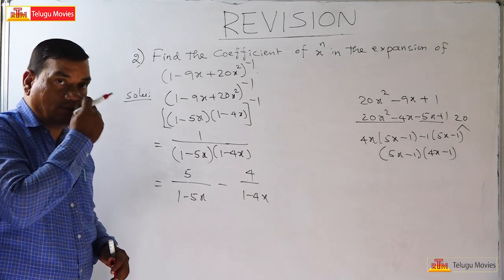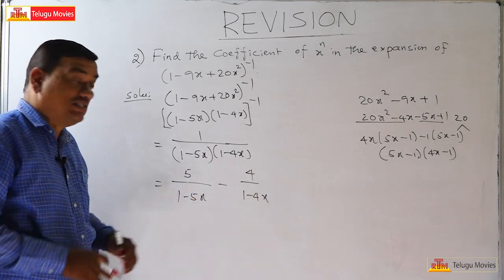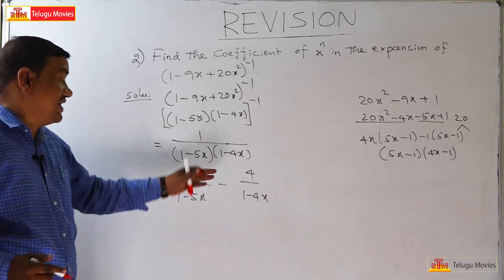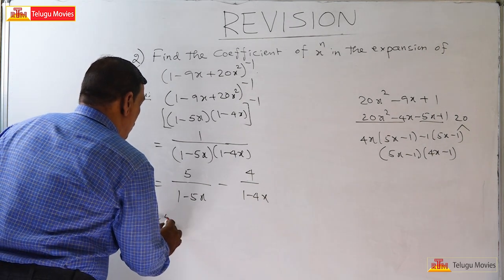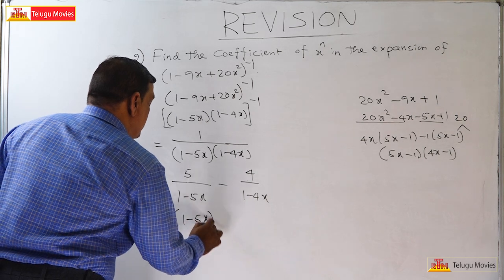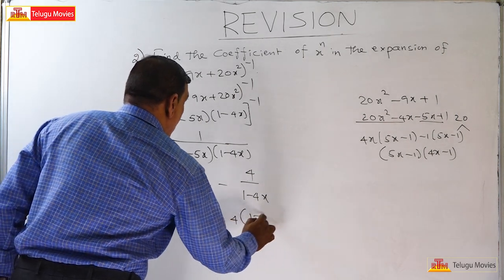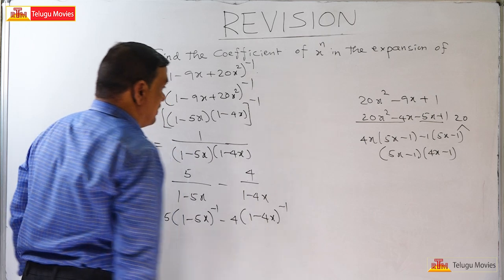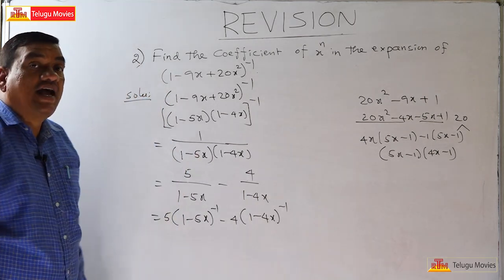5 fours are 20x, minus 4 into minus plus 20x will get cancelled. So this is equal to 5 into (1 minus 5x) whole power minus 1, minus 4 into (1 minus 4x) whole power minus 1. Now, let us expand this.